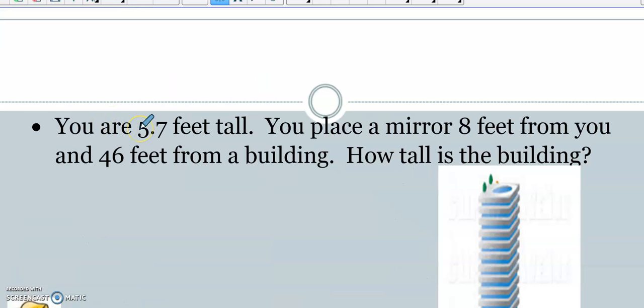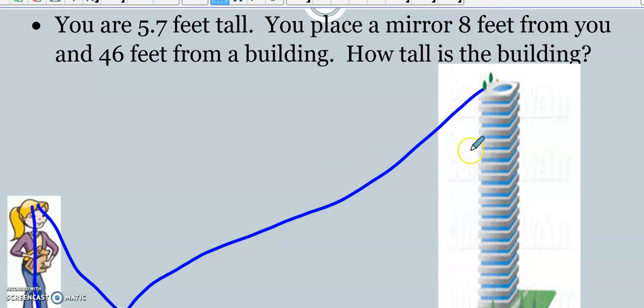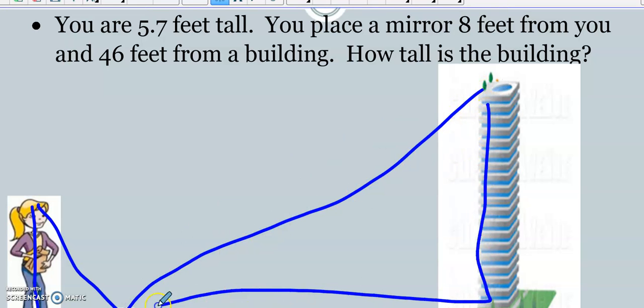Another thing you can do is place a mirror between yourself and the object you're trying to measure. And then you walk backwards until you can see the tip of your reflection and the tip of the building's reflection in the mirror. So again, you have similar triangles. They both make 90 degrees with the ground, and they both are hitting the mirror at the same angle.